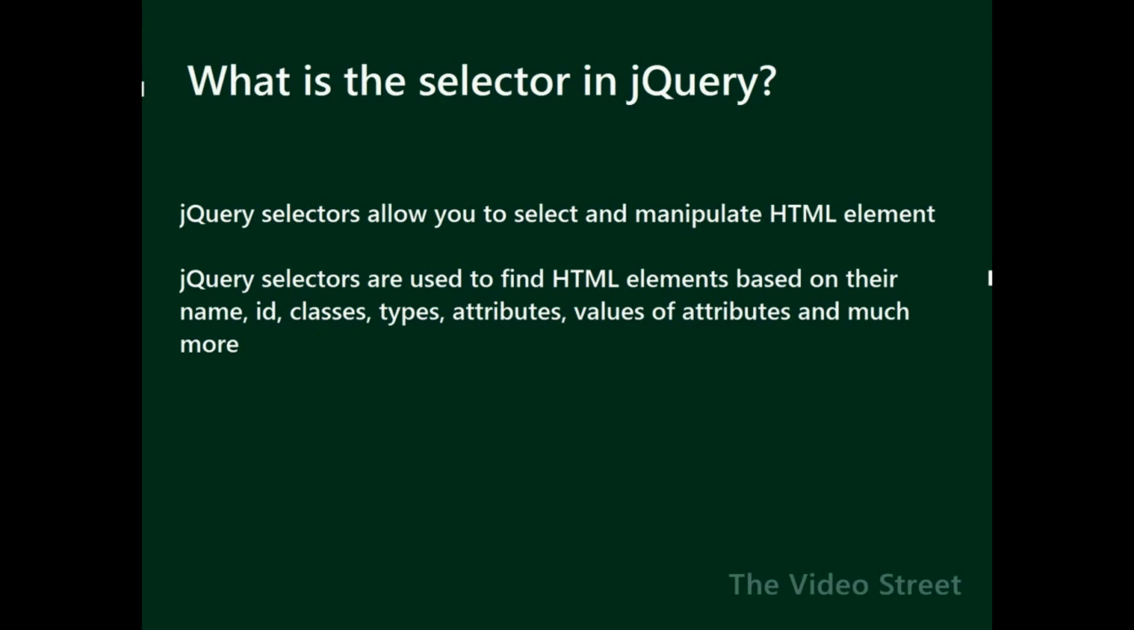What is the selector in JQuery? JQuery selectors allow you to select and manipulate HTML element. JQuery selectors are used to find HTML elements based on their name, ID, classes, types, attributes, values of attributes, and much more.